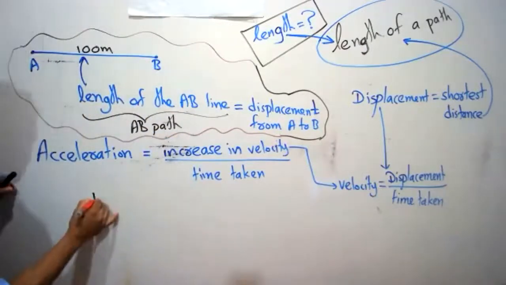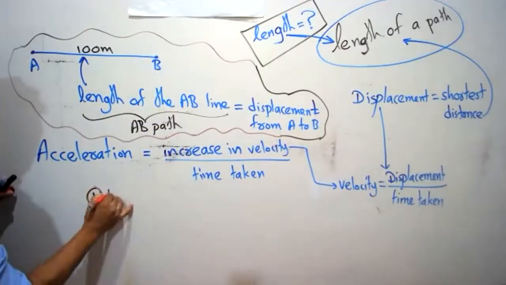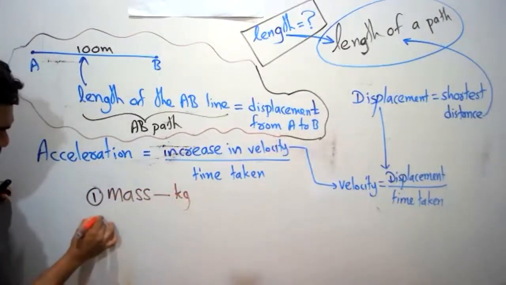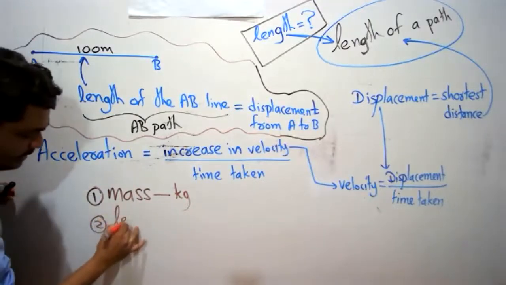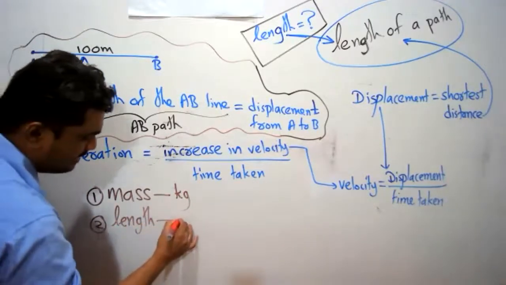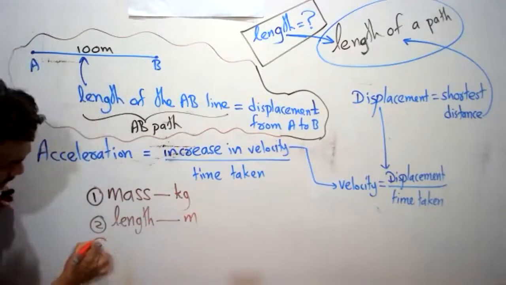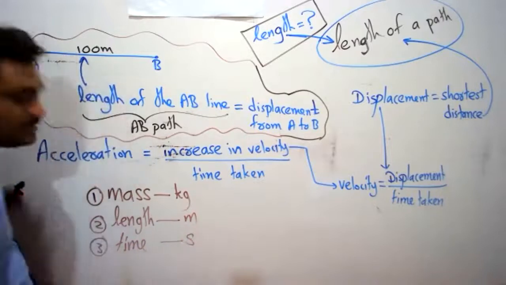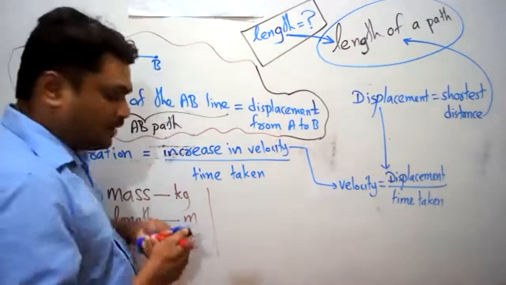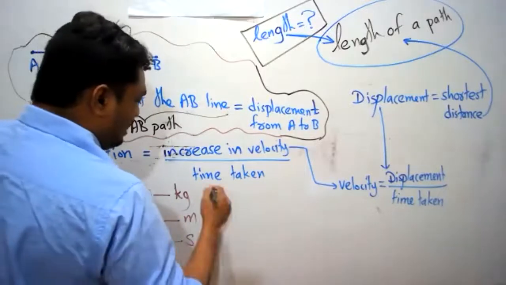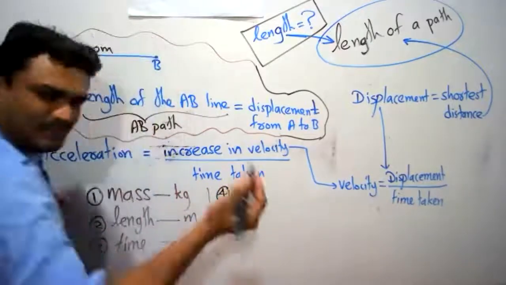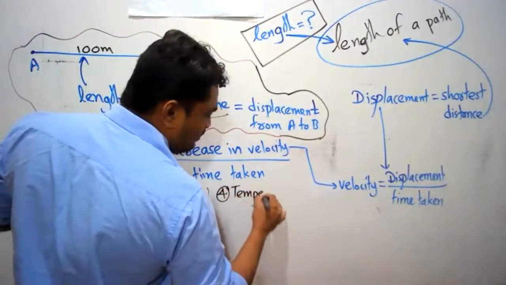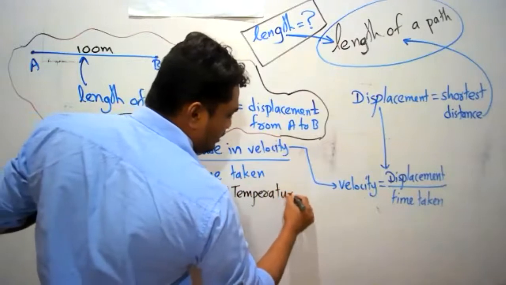Look at the board. The first fundamental quantity is mass. The SI unit of mass is kilogram. The second is length. Length is measured by an SI unit called meter. The third fundamental physical quantity is time. Time is measured in seconds. The fourth is thermodynamic temperature. Simply say temperature, otherwise the tongue will be damaged. What is the SI unit of temperature?